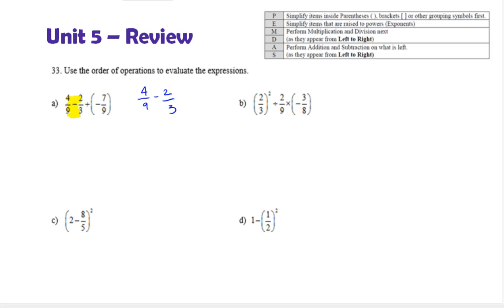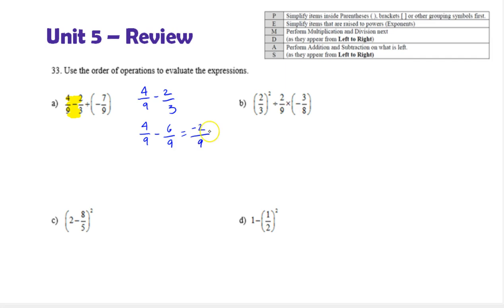Okay. Well, they need a common denominator of 9. So for 4/9, I'm going to multiply 2/3 by 3 over 3. 2 times 3 is 6. 3 times 3 is 9. Now I subtract the numerators. 4 minus 6 is -2. Keep the denominator of 9.